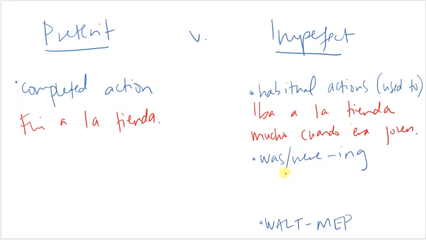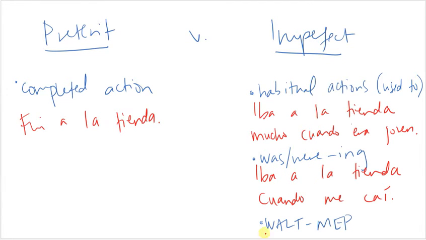Anytime that you want to say was doing something or were doing something in the past tense, it's going to be the imperfect. For example, iba a la tienda cuando me caí. I was going to the store when I fell. When I fell is in the preterite because it's a completed action. We know that it happened. Was or were -ing. I was going to the store. We were going to the store. Anytime you want to say that, it's going to be the imperfect.